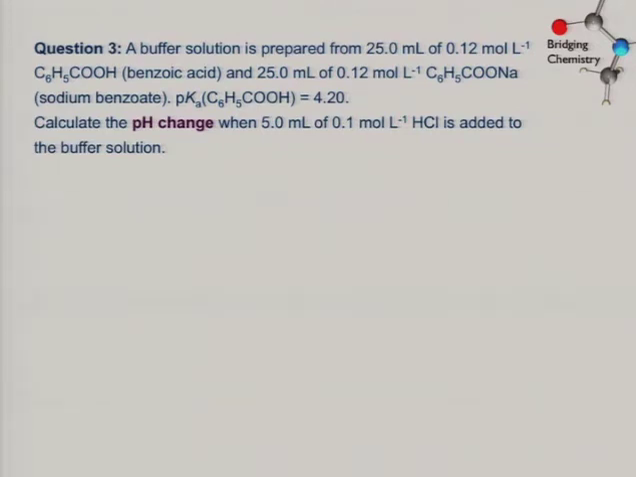So there's quite a lot in there. It's saying we've made a buffer solution from mixing certain reactants together, and now what we want to do is add some strong acid to that buffer solution and calculate the pH change that results from adding the strong acid.